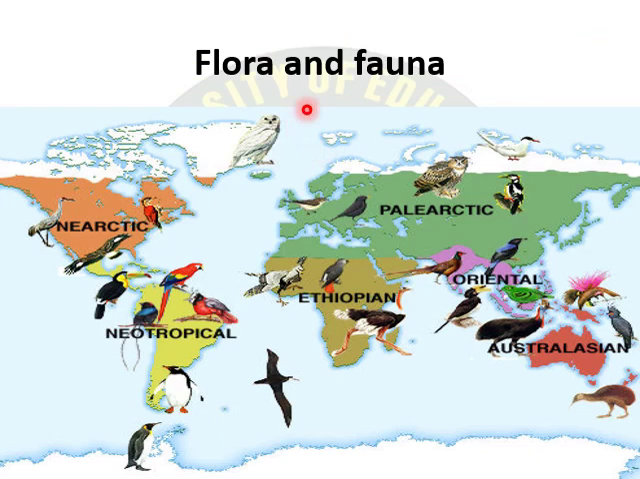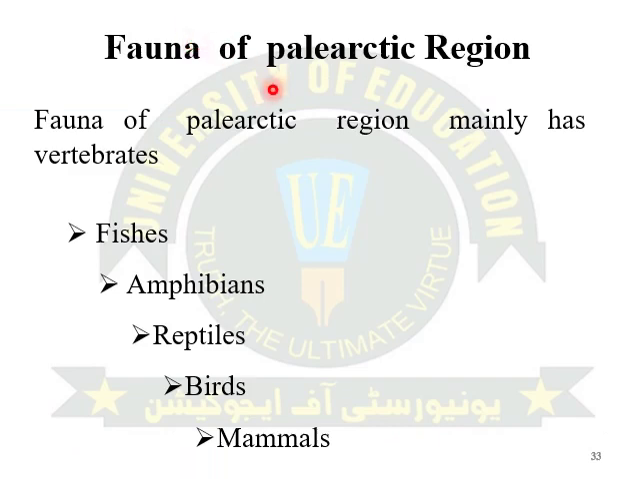If we talk about the fauna and flora of Palearctic region, here you can see the different fauna of Palearctic region, and on the other sides different regions, in which Ethiopian region and Oriental region, that are neighbors of Palearctic region. When we talk about the fauna of Palearctic region, we will firstly discuss about the different classes of vertebrates. Number one class of vertebrate is fishes. Number two is amphibians. Number third class is reptiles. Number fourth class is of birds. And the fifth and last class of vertebrates is mammals.